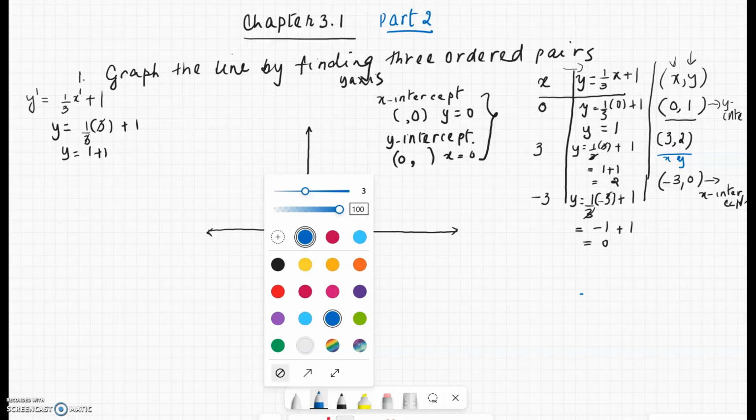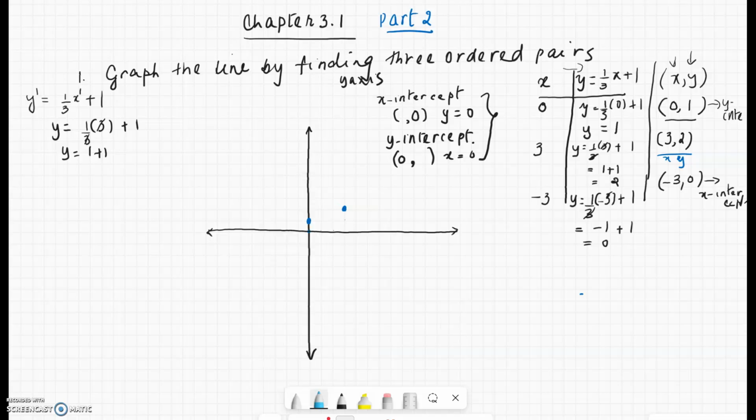So to plot the point (3, 2), I go 3 to the right because that's my x coordinate, and 2 up, and that is the point (3, 2).